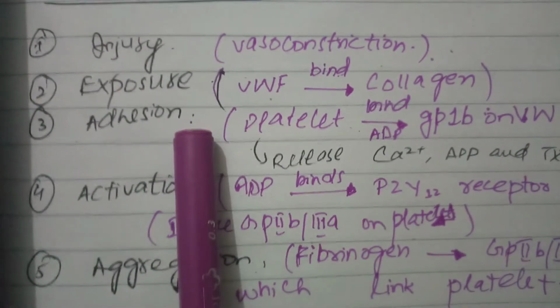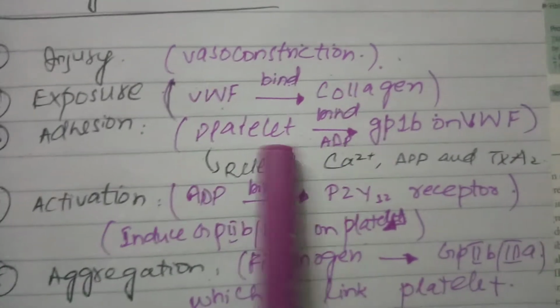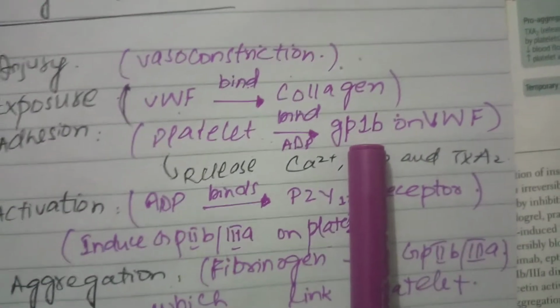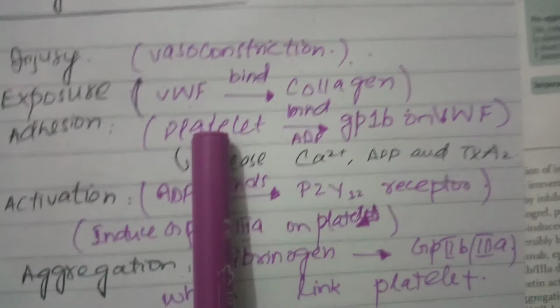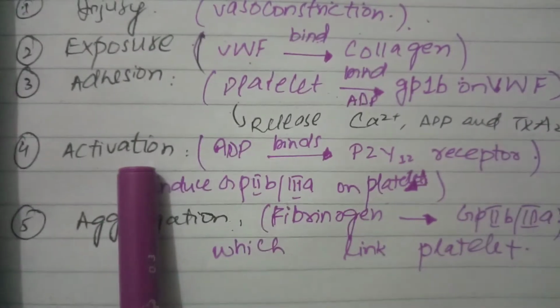Now, the third process is adhesion. Adhesion is the sticking of the platelet with anything other than a platelet. So the platelet will bind with the VWF through a receptor. VWF has a receptor, that is GP1B, and then that platelet will be activated and release calcium, ADP, and thromboxane. Now, that number 4 is the activation.